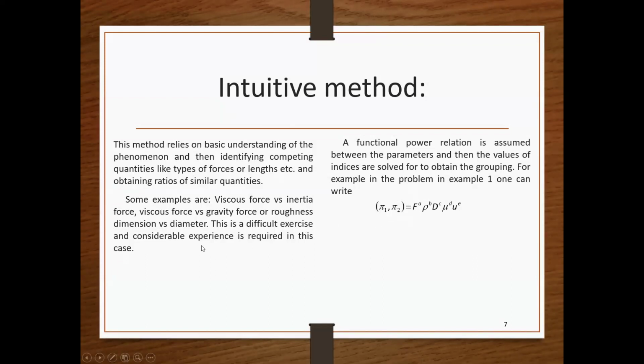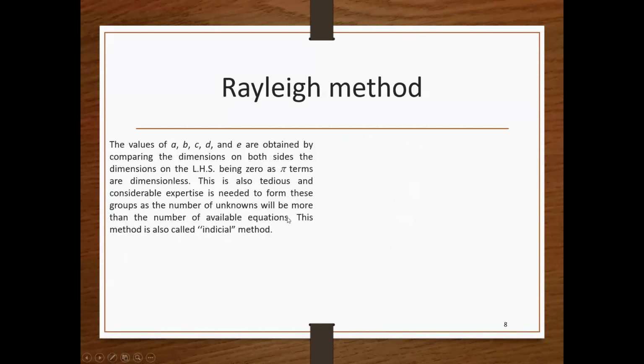So, kailangan dito ng experience at mastery. Magkapamilyar ka na sa intuitive method. Next method is the Rayleigh method. The values A, B, C, D, E are obtained by comparing the dimensions on both sides, the dimension on the left-hand side being 0 as pi terms are dimensionless. So, may exponent ka, i-equate mo siya doon as 0.